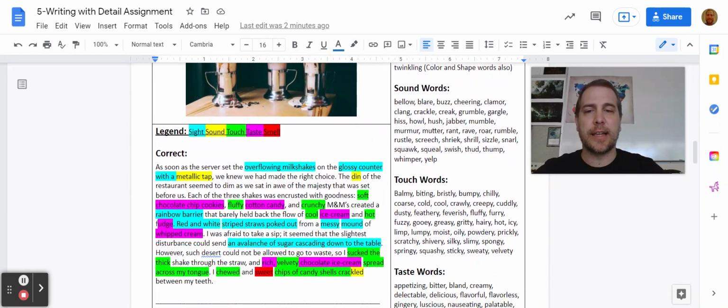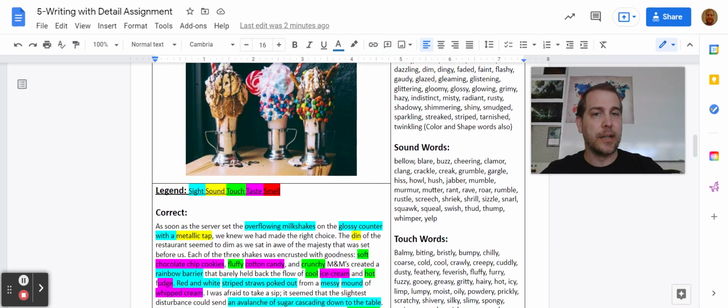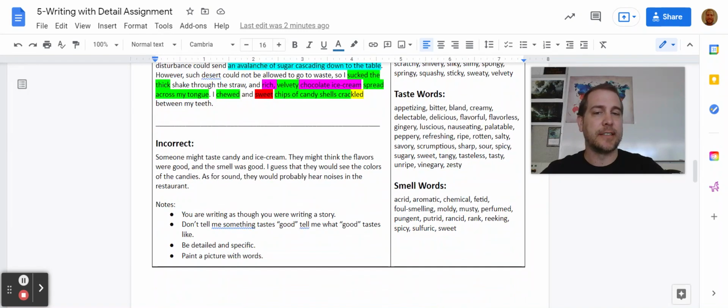But you're going to want to write it down. And then once you finish writing about a paragraph of descriptive detail, go back and highlight where your sight details are, where your sound details are, where your touch, taste, and smell details are. And if you want a little bit of help, I put these words on the side here, words that describe sight, words that describe sound, touch, taste, and smell.